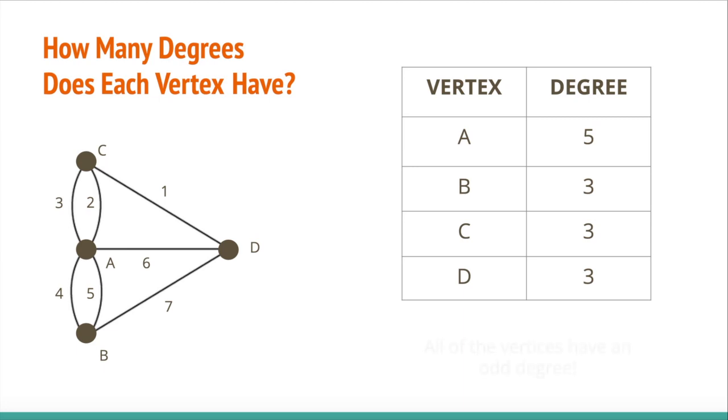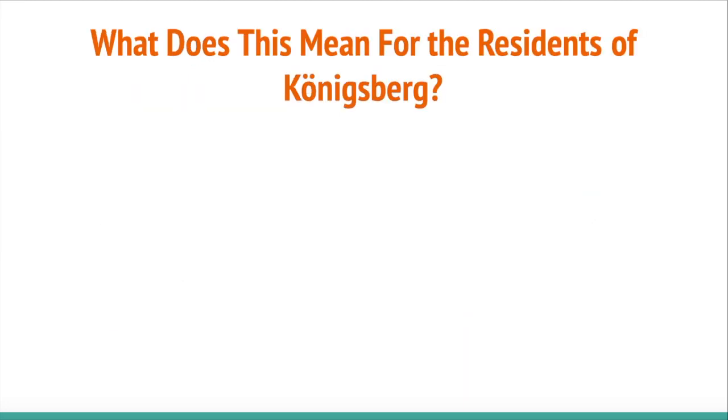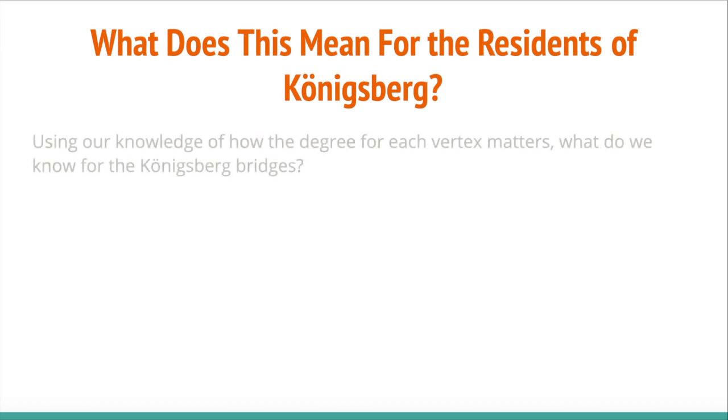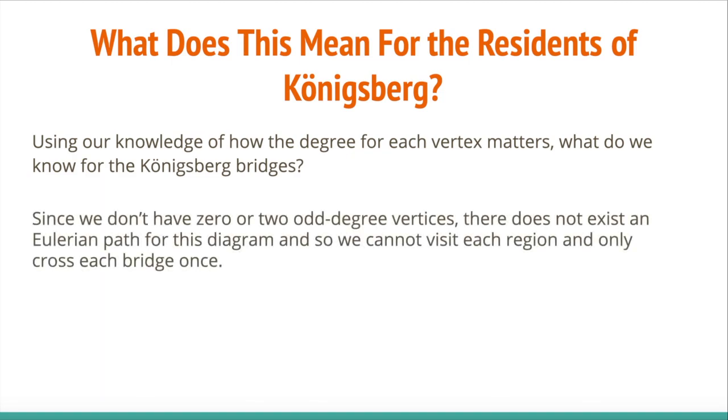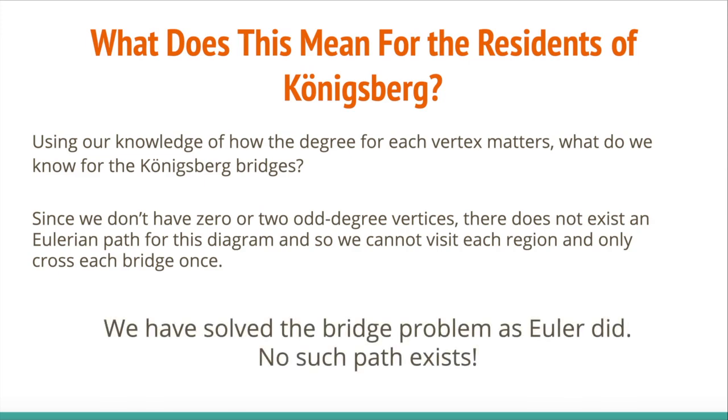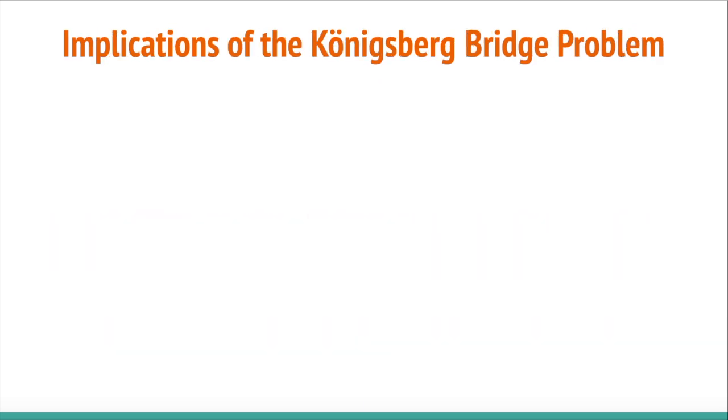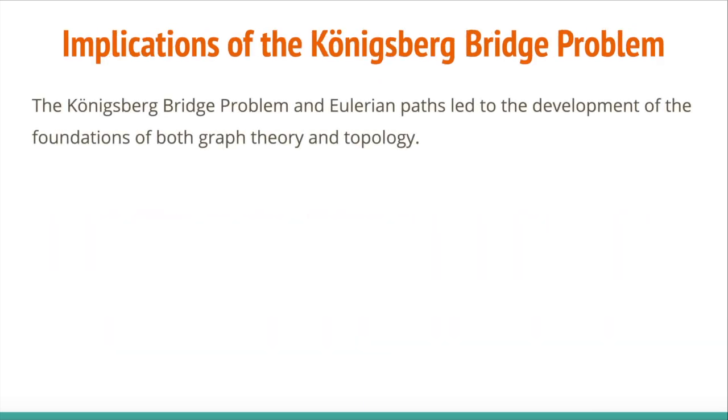So what can we notice? All of the vertices are odd degree. What does this mean for the residents of Königsberg? Well, in short, they were wasting their time. We can use our knowledge of how the degree for each vertex matters, and we can learn that since we don't have 0 or 2 odd degree vertices, there does not exist an Eulerian path for this diagram, and so we can't visit each region and only cross each bridge once. So now we've solved the bridge problem just like Euler did. No such path exists.